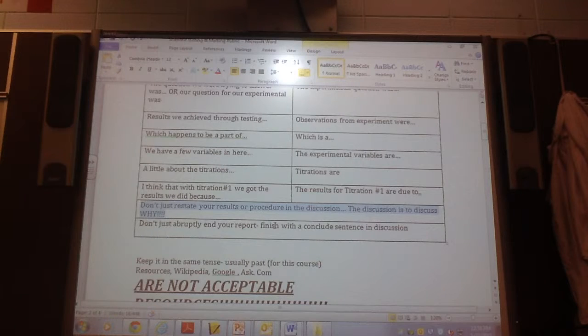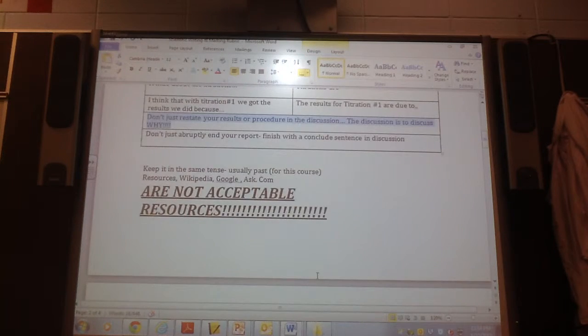So in the titration, in the discussion, don't just tell me all of your results again. Discuss why your results were the way they were. Don't just abruptly end your report. Finish with a concluding sentence.